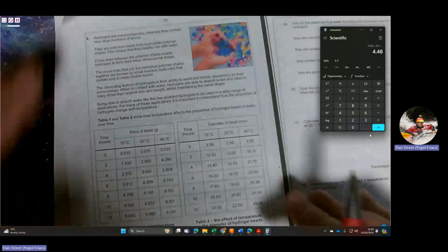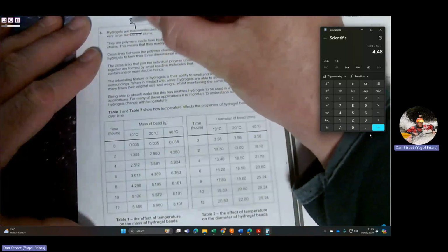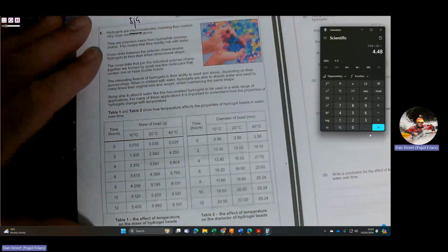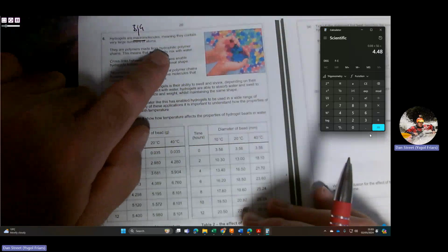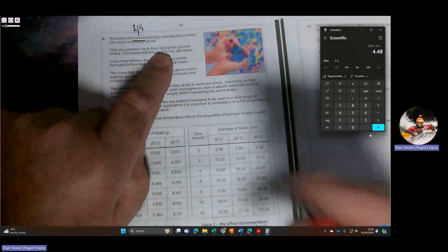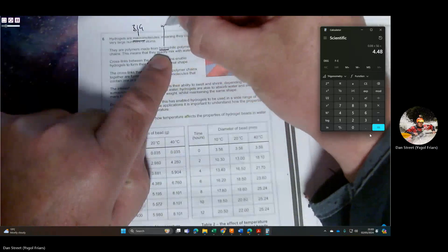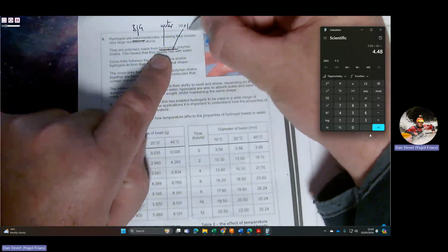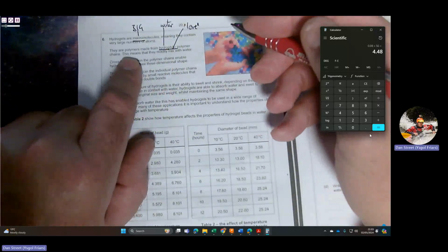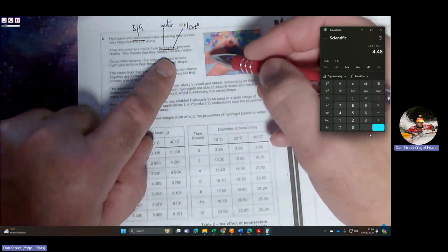Right, this question now, the comprehension question. A lot of reading to do. Hydrogels are macromolecules. Macro basically means big, meaning they contain a very large number of atoms. I'm just repeating the statement. They are polymers, and polymers are a form of plastic, made from hydrophilic polymer. Hydro is to do with water, and philic means to love, or to like. This means they're readily mixed with water.